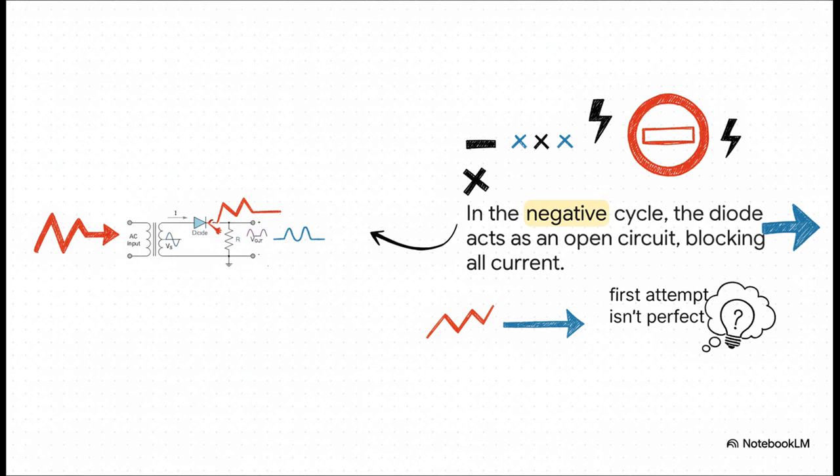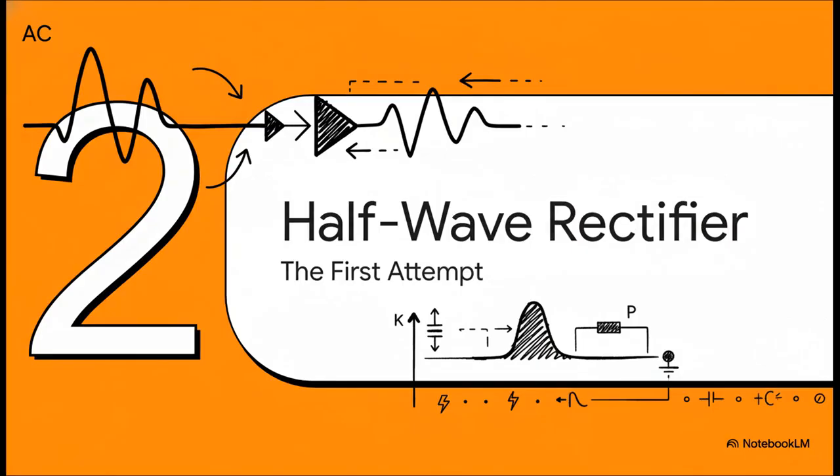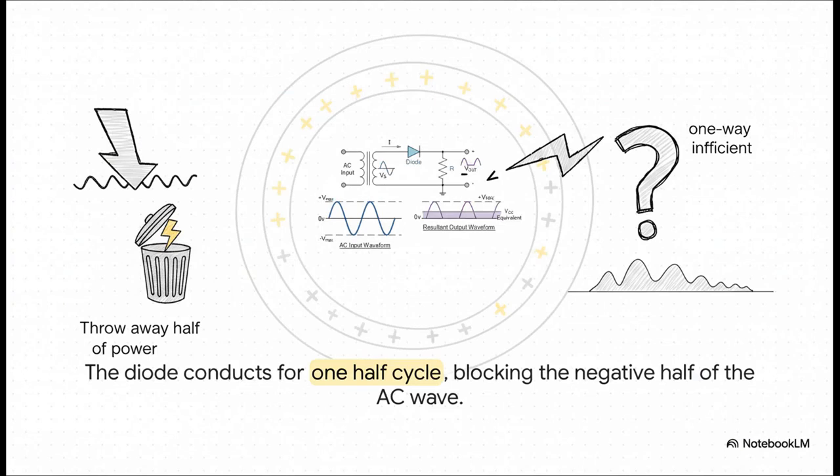But you know, our first attempt here is, well, it's not great. And this brings us to the most basic type of AC to DC converter out there, the half-wave rectifier. It's exactly what we just saw, one single diode just doing its thing. You can see the difference right here. The input is that nice full AC wave, but the output? It's just the positive humps. We got our one-way current, which is cool, but look at it, it's super bumpy and it's incredibly inefficient. We are literally just throwing away half of the power.